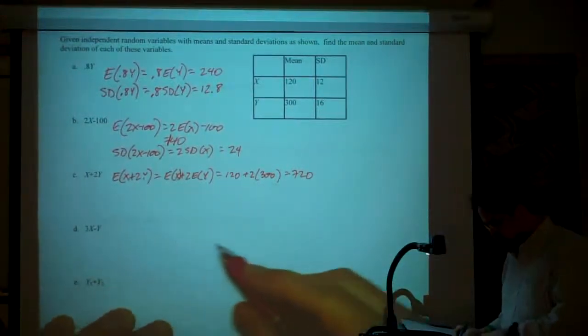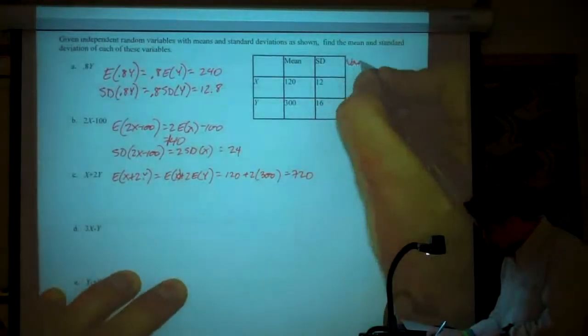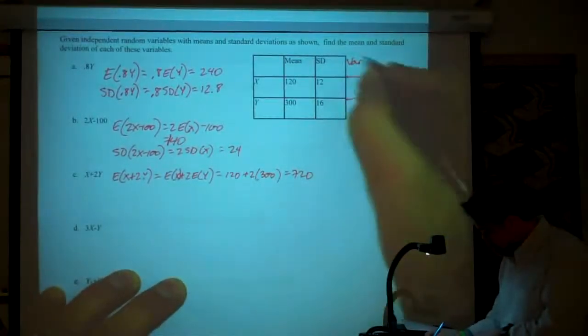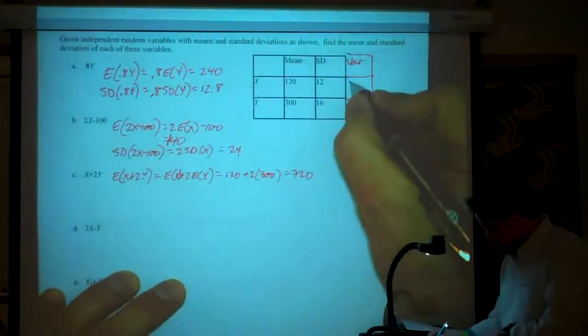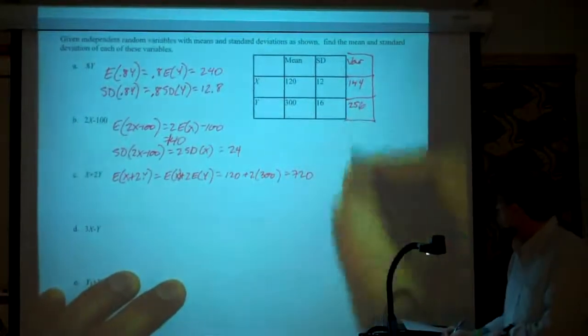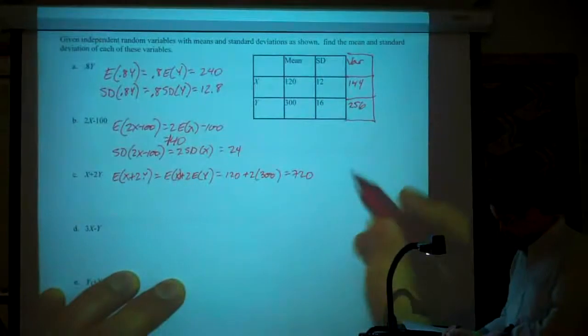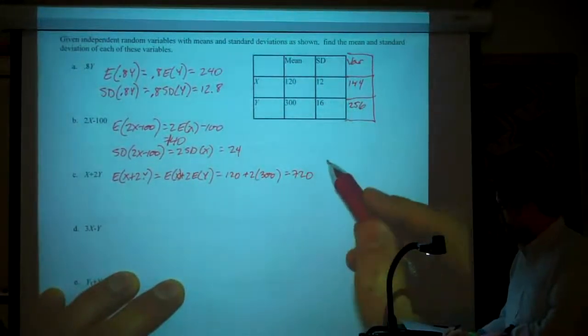Now for the standard deviation. What I'm going to do is go up here and make a new column and call it variance. The variance of x is 144. The variance of y is 256. Where did I get these numbers? Because it's the standard deviation squared. That's what the variance is.